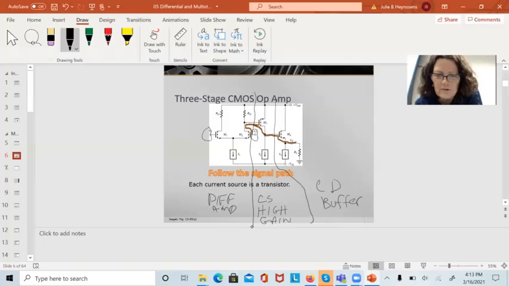The common source has a high RO, which we don't want our user to see. So we put the buffer in there to give us a low RO, which is more desirable. I need the high RO to get the gain, but I don't want the end user to have to deal with a high output resistance circuit, so I buffer it.